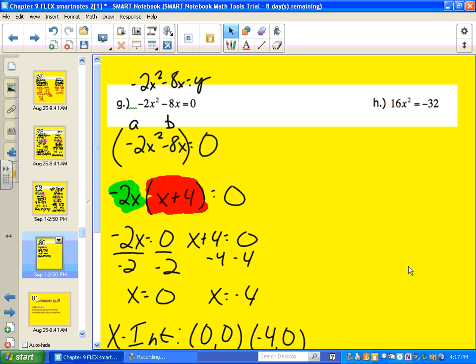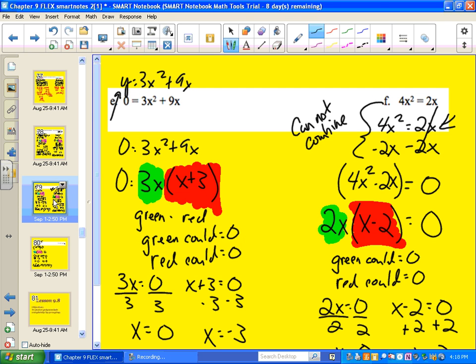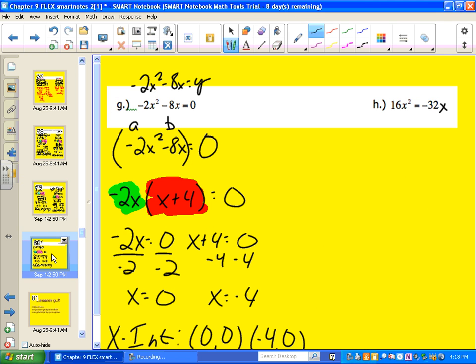Okay, looking at letter H, I want everyone to just throw an x on the end of that negative 32. There should be a negative 32x there. So this problem is just like letter F that we did a couple minutes ago. So here we need one side to equal 0, and I'm going to set this right-hand side to 0. So to do that, I have a negative 32x on the right-hand side of this equation, and I'm going to add 32x to both sides. Negative 32x plus 32x cancels, leaving me with 0.